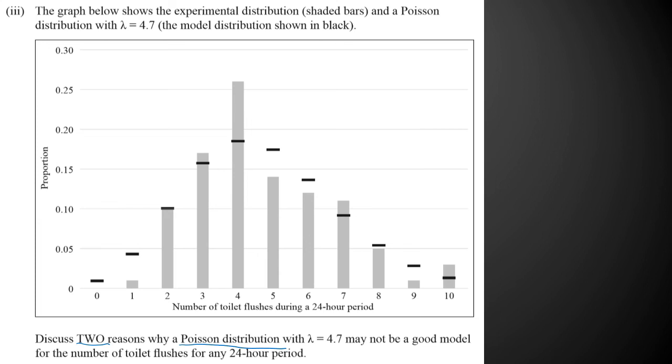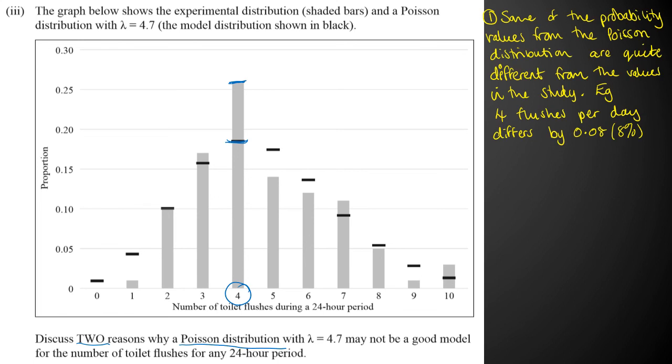I would say probably the one that stands out the most is that for the 4 number of flushes, the difference is quite big between what actually happened in the study and the estimated value from the Poisson distribution. And we can put some values in our write-up of that as well, that it's actually got a difference of 8% probability on that number of flushes being 4 on the two different models.